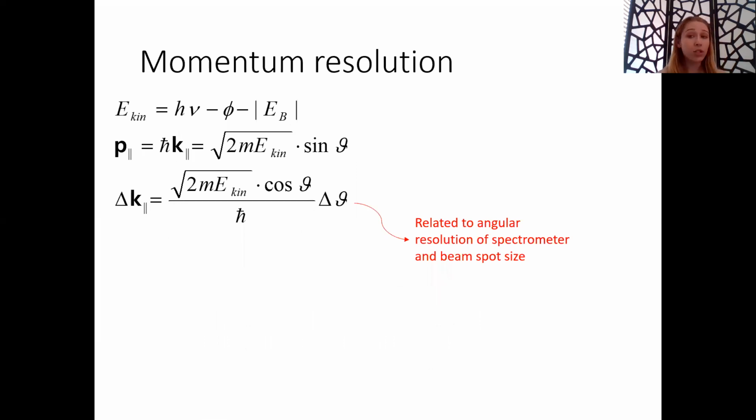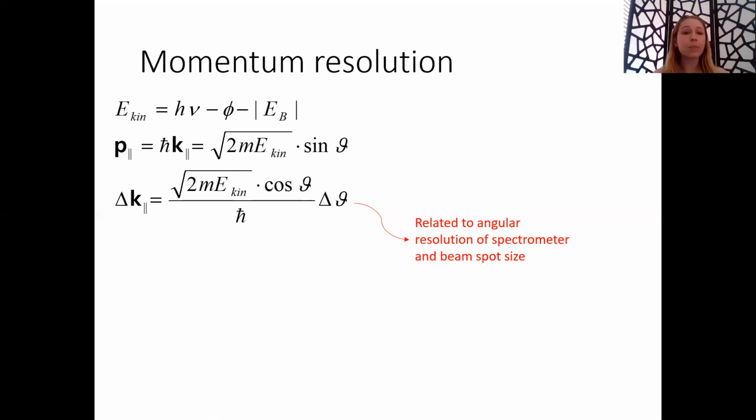So the momentum resolution is a little bit more straightforward. It just comes from the second conservation law, where momentum is related to the sine of the emission angle, and it's also related to the kinetic energy of the photoelectrons. If you take the derivative of both sides, you get that the momentum resolution is related to the angular resolution, which is what was called alpha on the previous slide. That's a property of the spectrometer. It has the cosine of the emission angle, and then it has the square root of the kinetic energy.